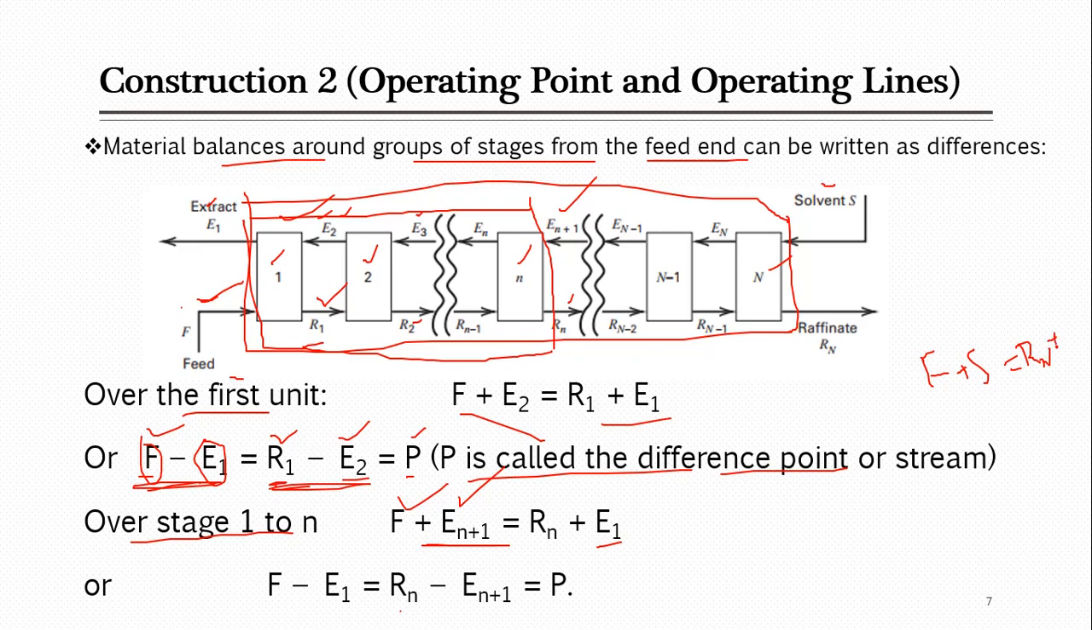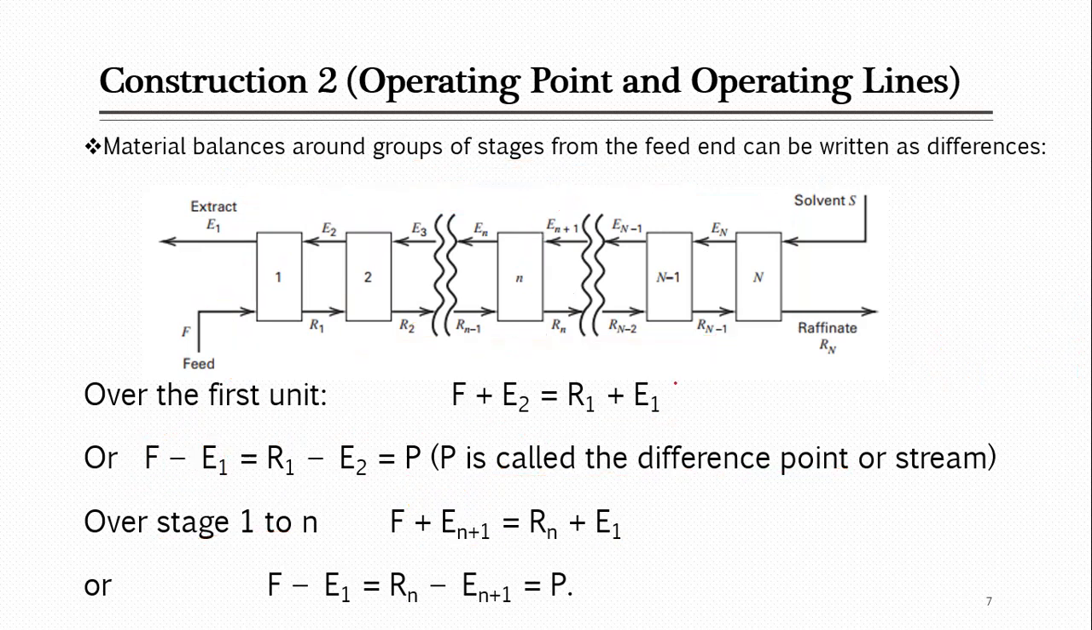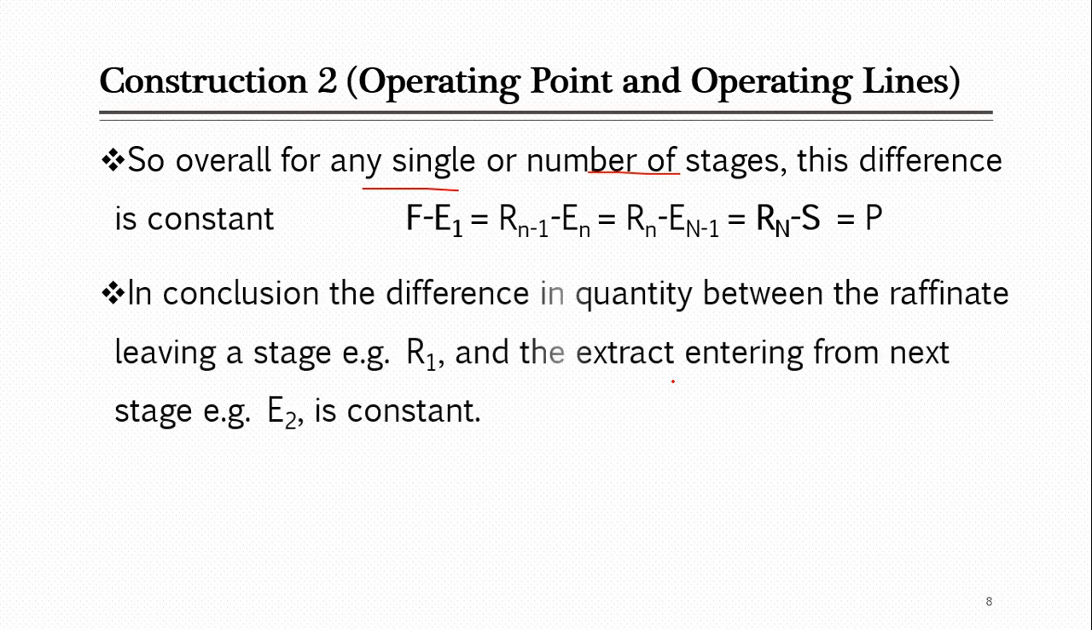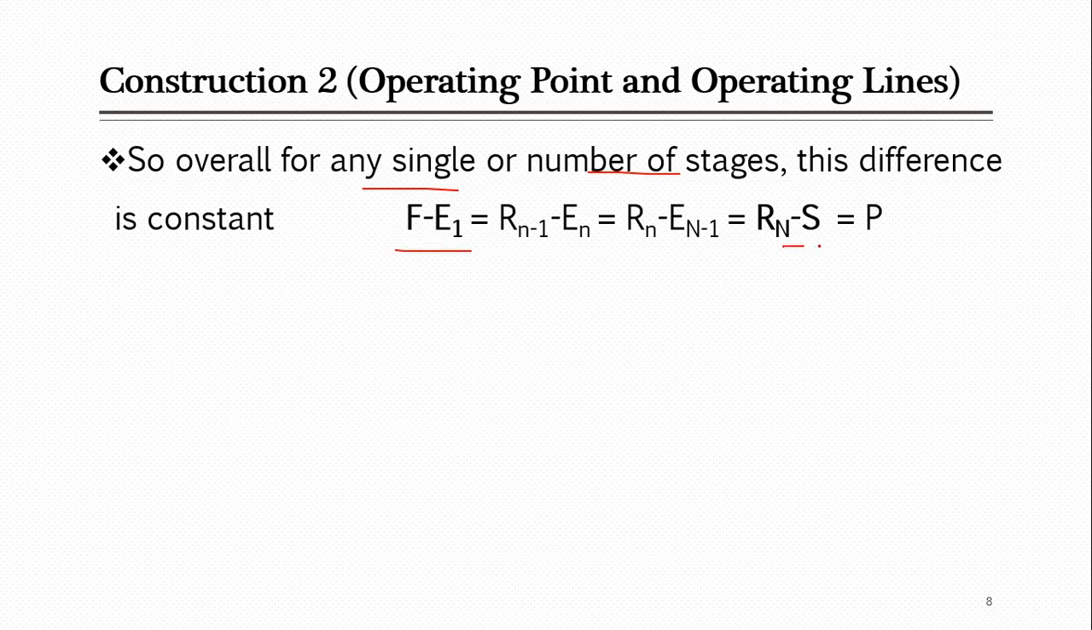So now just rearrange this again to get P. How can you get P? Actually this is E1, so it will be like F minus E1. Then on the other end you will have Rn minus S. So the same is written here, provided to you: F minus E1, and that's equal to Rn minus S.